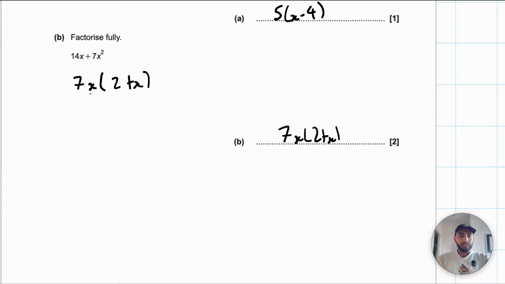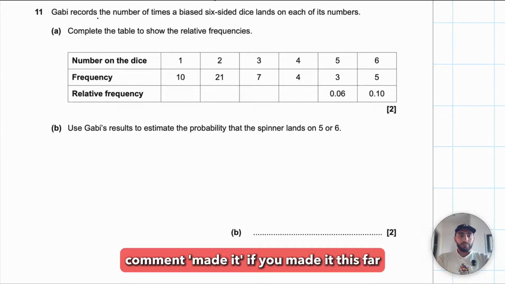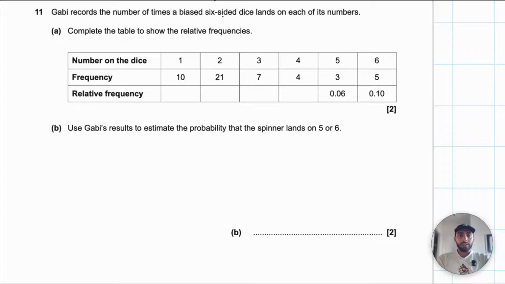So 7x times 2 is 14x. 7x times x gives you 7x squared. Question 11. Gabby records the number of times a biased 6-sided dice lands on each of its numbers. Complete the table to show the relative frequencies. So we can see Gabby's rolled the dice this amount of times, and the probability of getting a 6 on this dice is 0.1 or 10%.